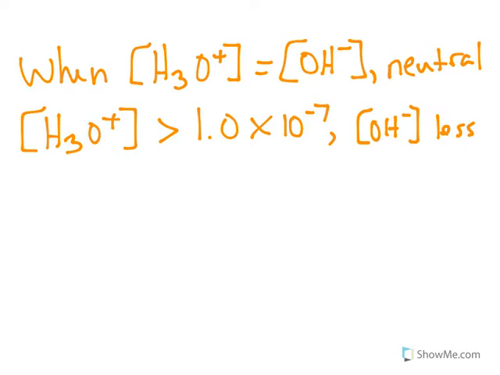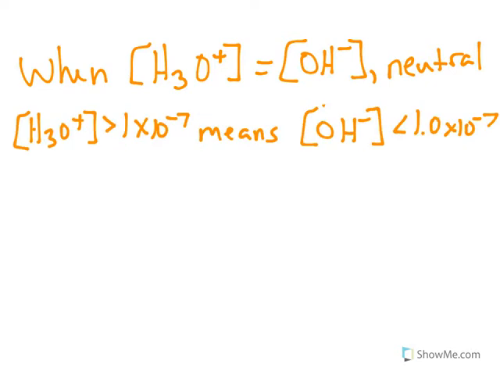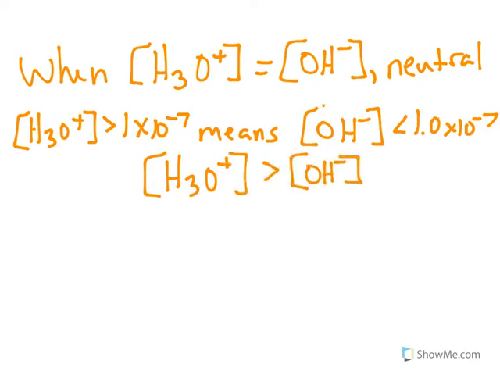If you have an H3O plus concentration greater than 1 times 10 to the negative 7th, that means you have to have an OH concentration less than 1.0 times 10 to the negative 7th. So that means your H3O plus must be greater than your OH minus in a scenario like this. And when that happens, you're acidic. You're dealing with a solution that's acidic because you have more acidic component than you do basic component.